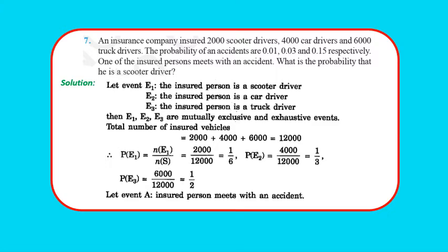So let E1, the insured person is a scooter driver, E2, the insured person is a car driver, and E3, the insured person is a truck driver. So probability of E1 will be 2000 upon 12,000, that is 1 upon 6. Probability of E2 is 4000 upon 12,000, that is 1 upon 3. And probability of E3, that is 6000 upon 12,000, that is 1 upon 2. So let A, the insured person meets with an accident.